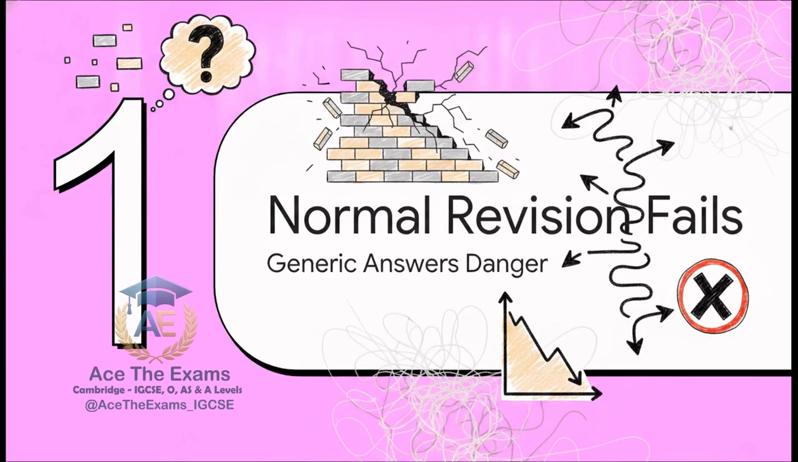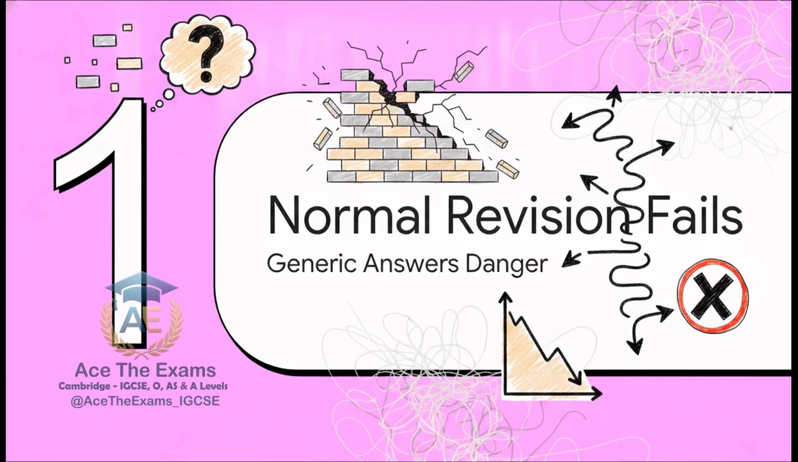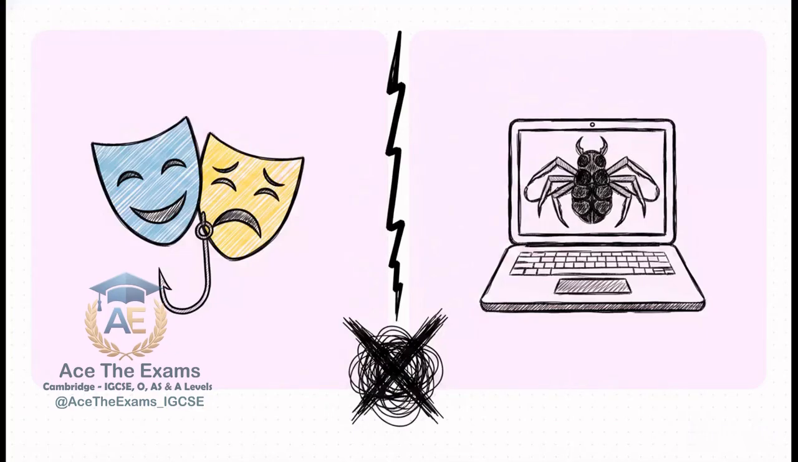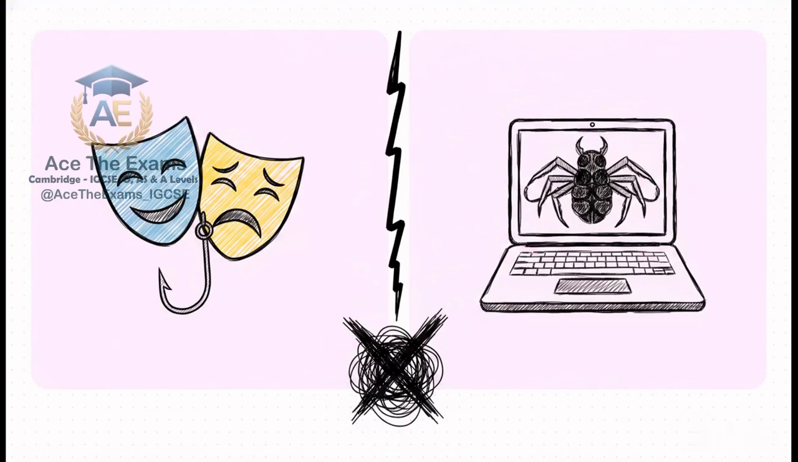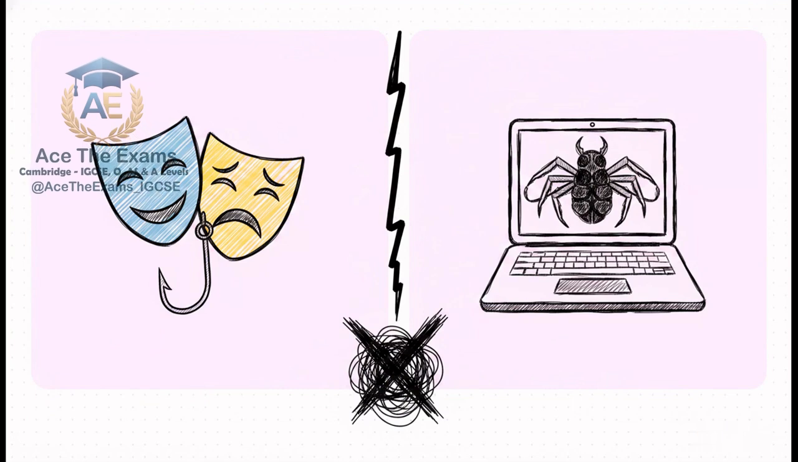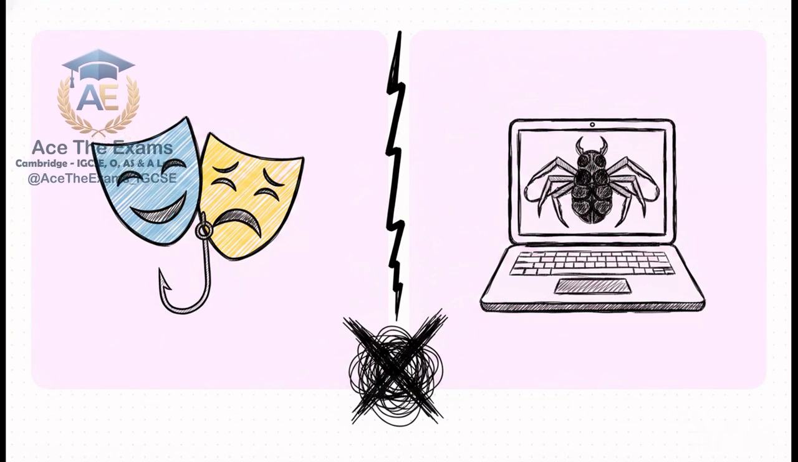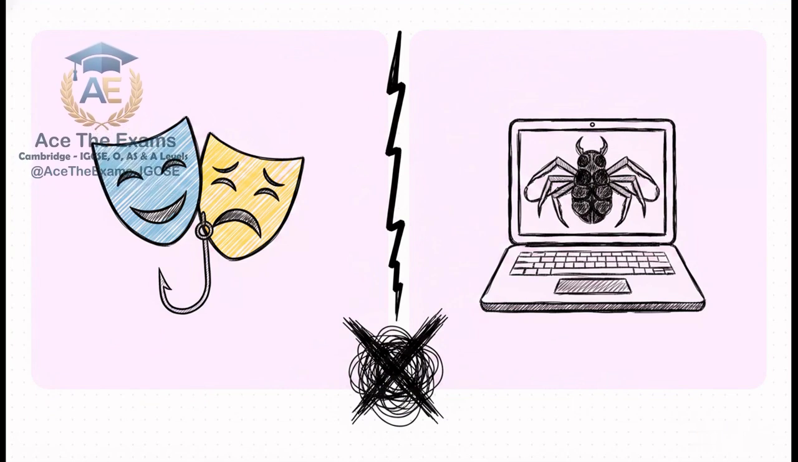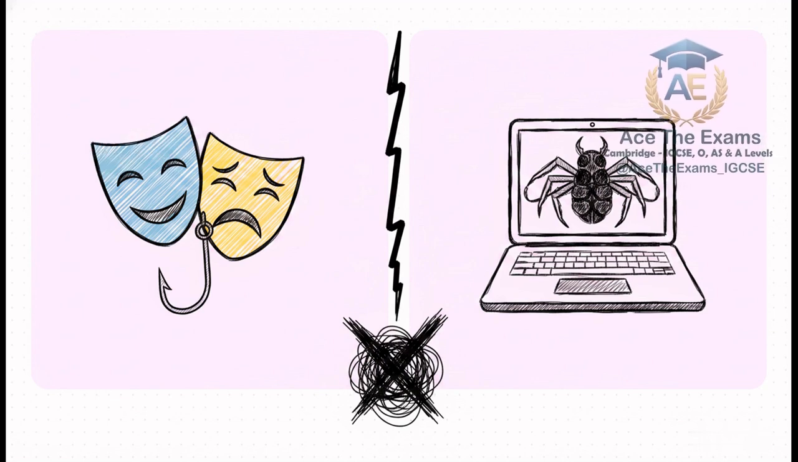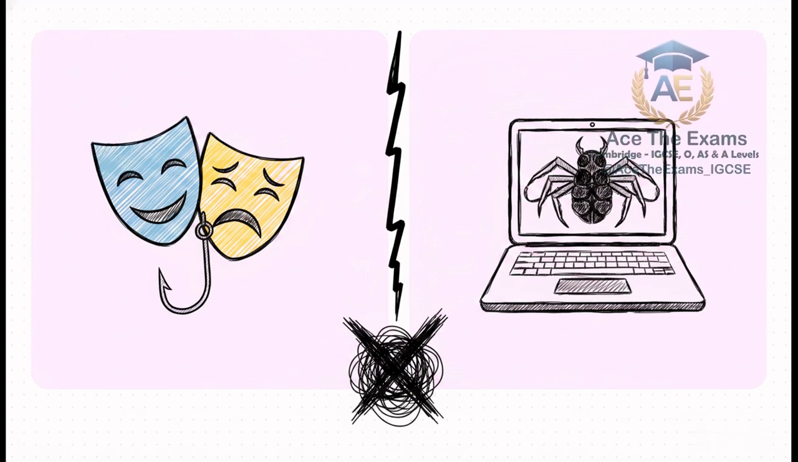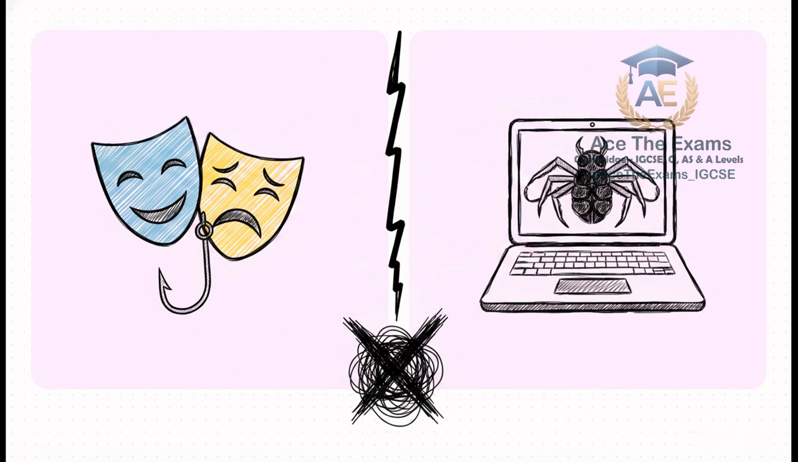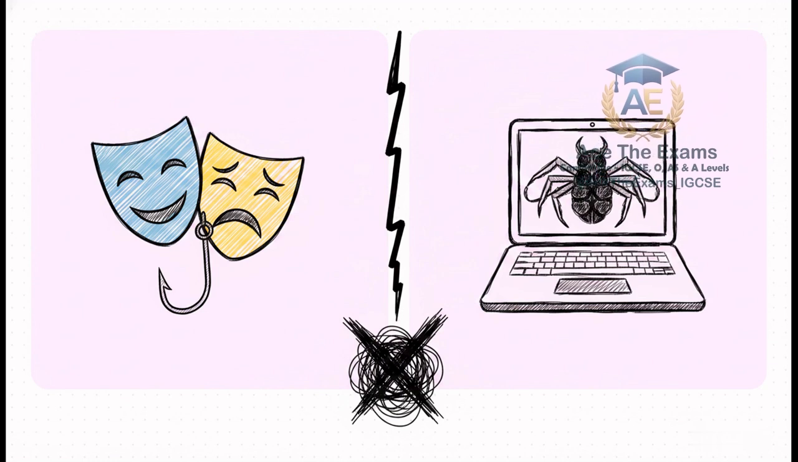Section 1. Why normal revision fails and the danger of generic answers. So in IGCSE computer science, memorizing short labels in a vacuum will absolutely destroy your grade boundaries. What's really interesting here is how it highlights the sheer danger of theoretical isolation. We've got social engineering on one hand and malware on the other. The theoretical foundations of internet risks often depend on distinguishing between nearby concepts.